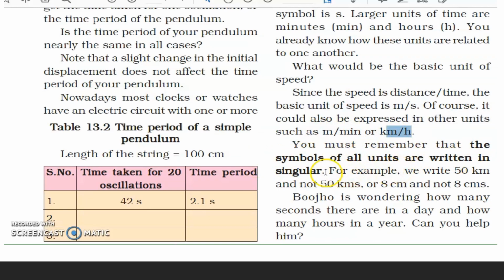You must remember that the symbols of all units are written in singular. For example, we write 50 kilometer and not 50 kilometers, 8 centimeter and not 8 centimeters. Bozo is wondering how many seconds there are in a day. That is quite simple to calculate. We know there are 60 seconds in 1 minute, 60 into 60 seconds in 1 hour, into 24 hours in a day. In this way you can calculate.